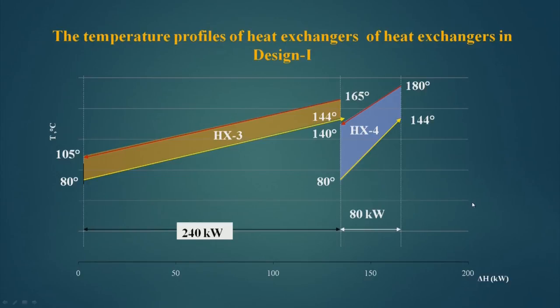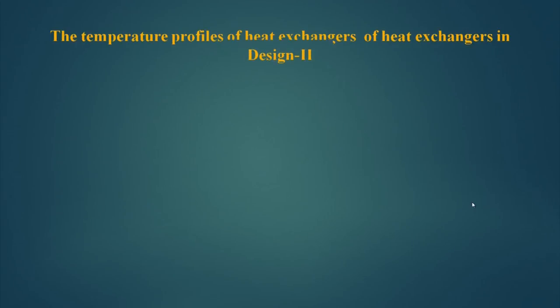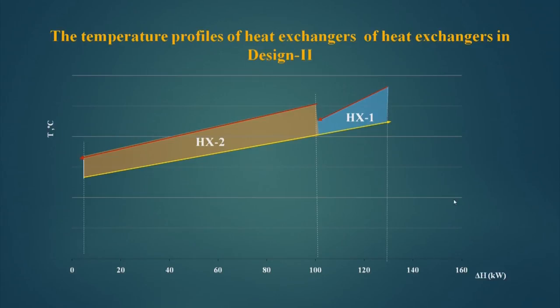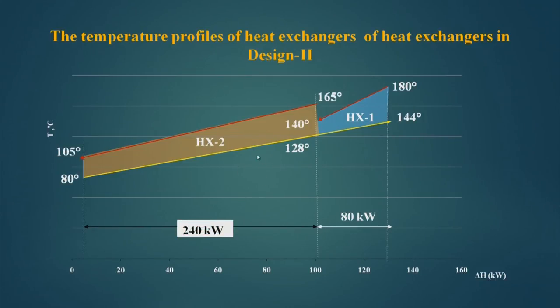Similarly, we can go to design 2. Here there are two heat exchangers called heat exchanger number 1 and heat exchanger number 2. Heat exchanger 2 is 240 kilowatt. Here the cold inlet temperature is 80, outlet temperature is 128, hot inlet temperature is 165 and outlet temperature is 105 for heat exchanger number 2.